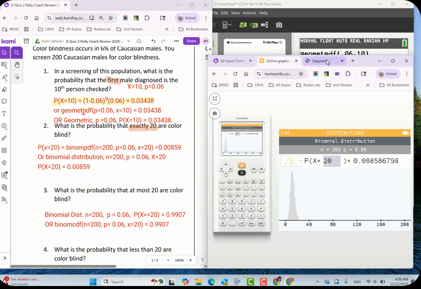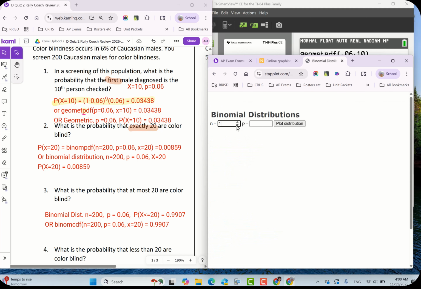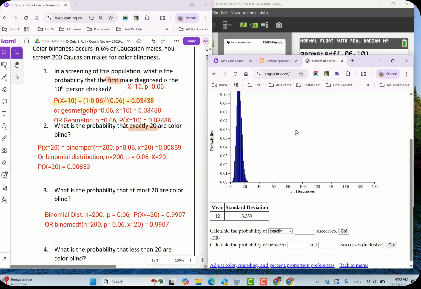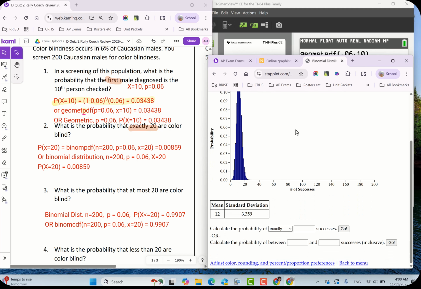Okay, and then if you're using Statlet, which works just fine for this, you go to binomial distributions, put in 200, 0.06, and plot your distribution. And then one of the advantages of the Statlet is it actually has words. So you have exactly, and you put 20 in there. And you go.